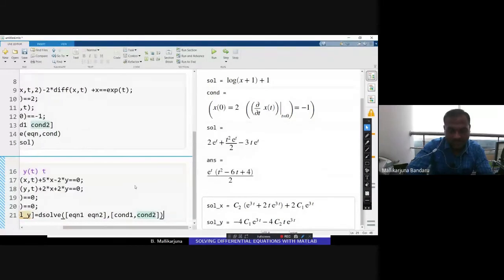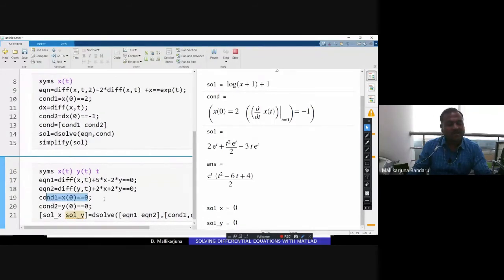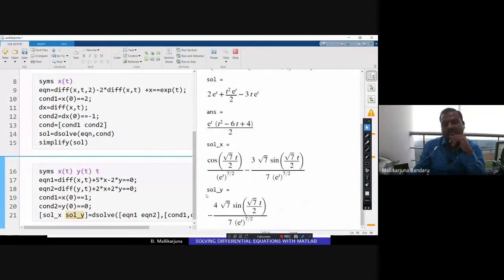Now see, for these you are getting 0, and let me change one of the initial conditions. Just see what we will get. See, this is the solution. Keep changing the initial values for x or y. See what the solution is. This is the solution of x analytically, and this is the solution of y.